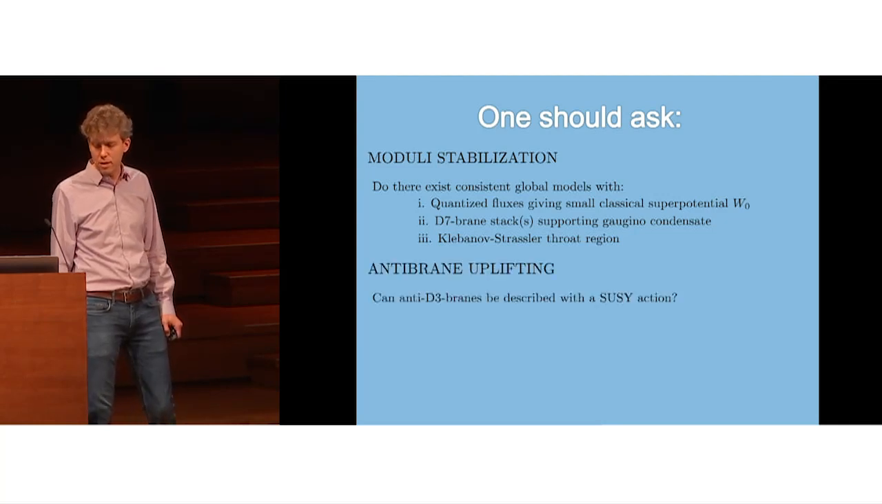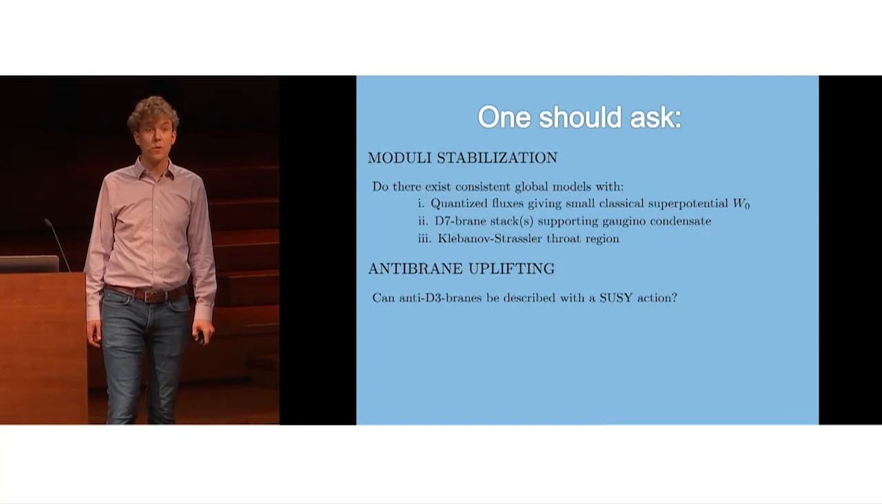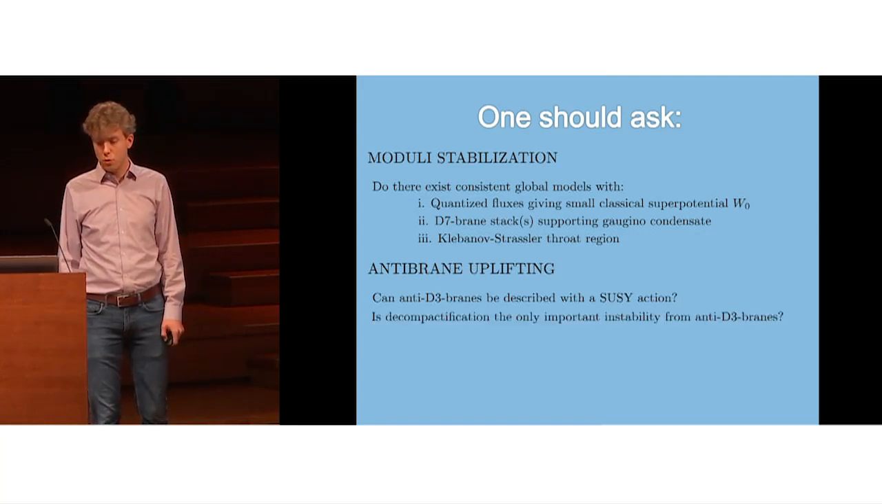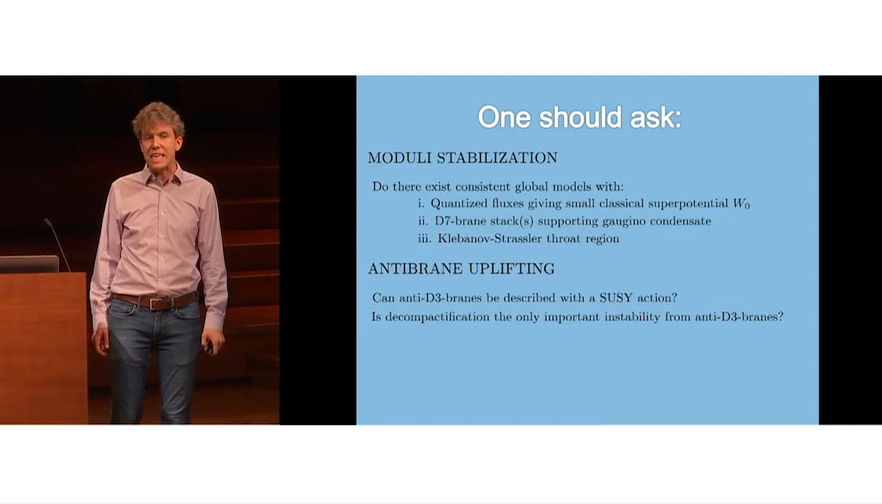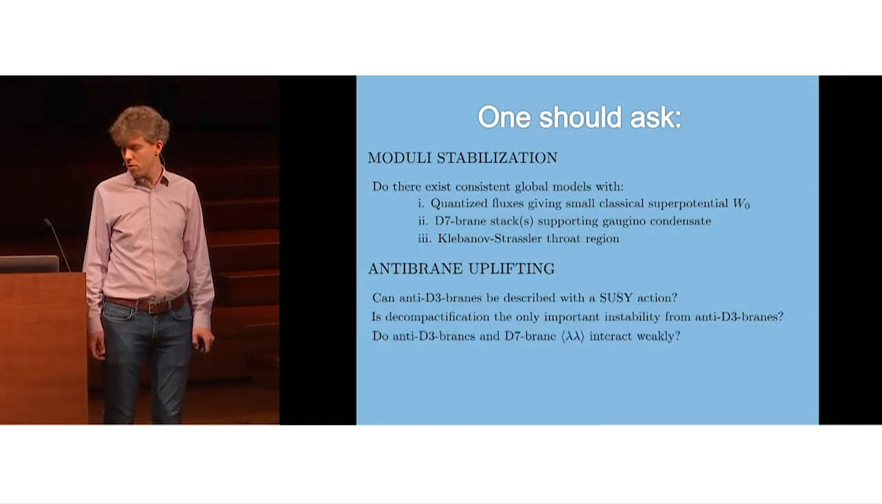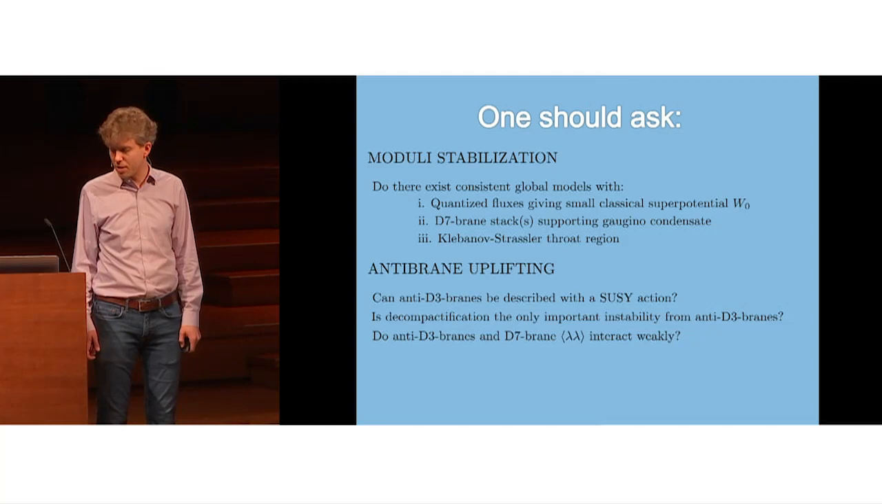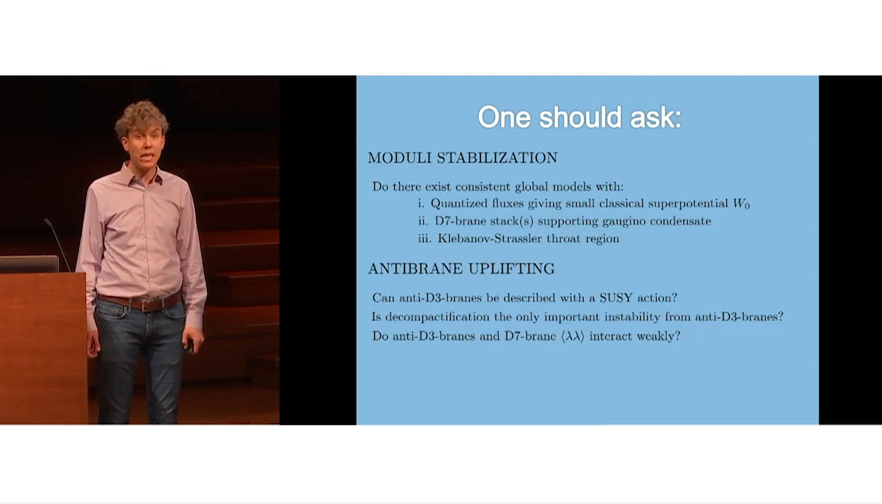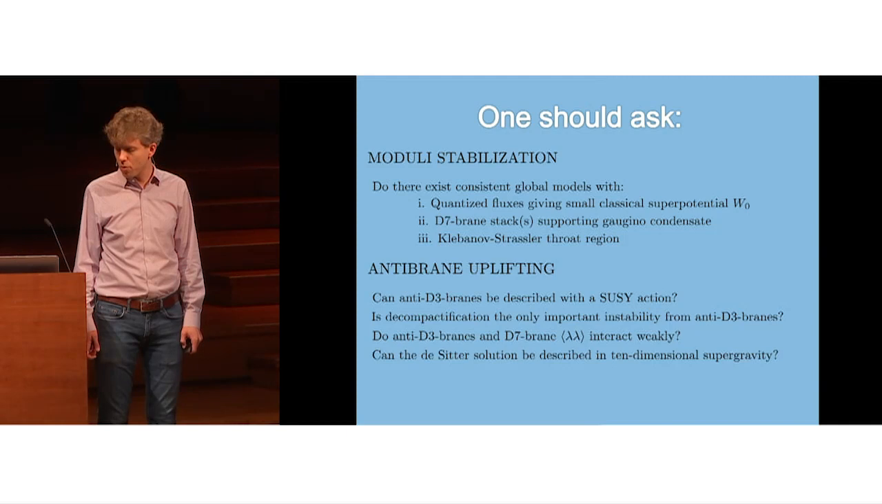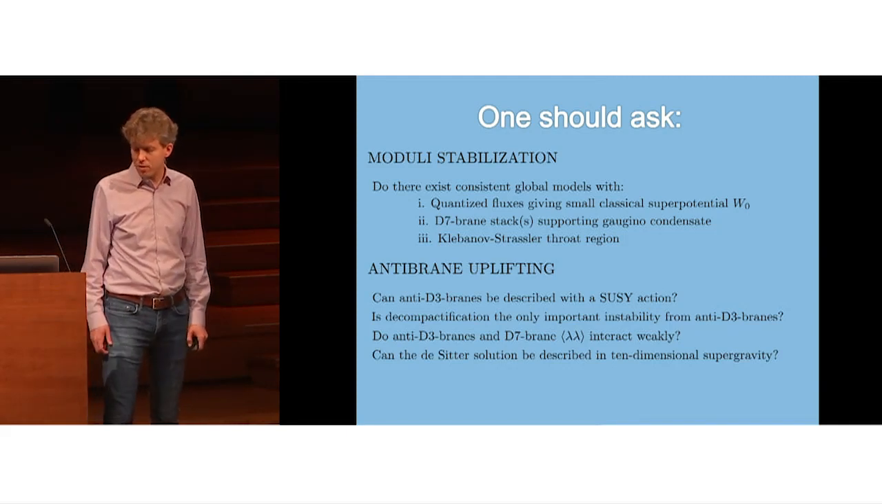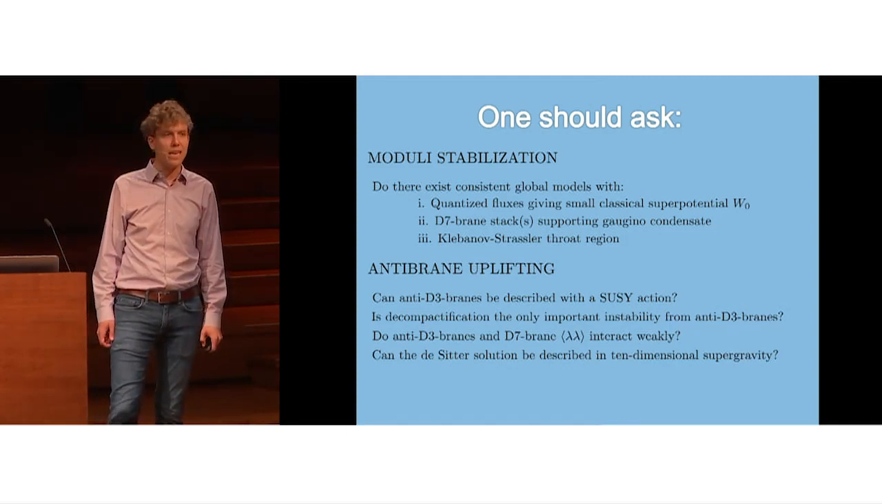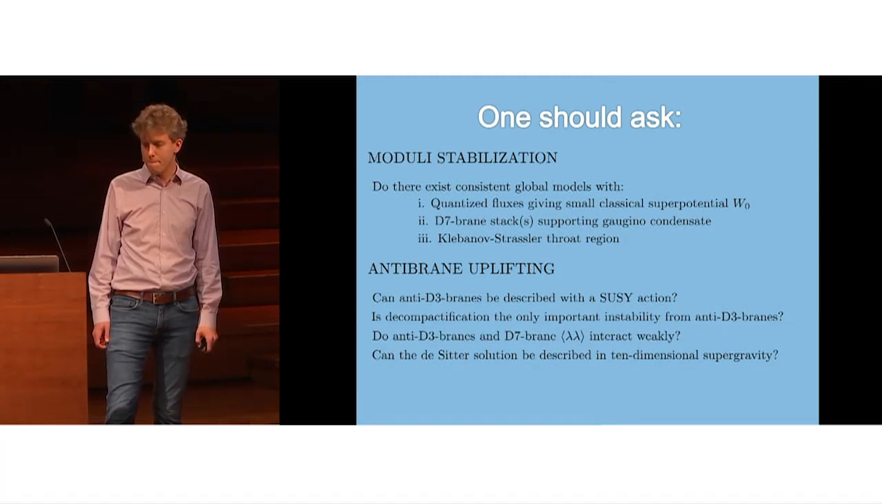With regard to the antibrane, you might ask whether antibranes can be described with a supersymmetric action. You ought to ask whether decompactification is the leading instability that the antibranes cause. You might ask whether antibranes and the gaugino condensate indeed interact weakly, as I temporarily assumed. And you could also ask whether the de Sitter solution can be described in more 10-dimensional terms rather than as a solution of a 4-dimensional EFT. The answer to all of these questions in the recent literature is yes, although there's room for improvements in virtually all of them.